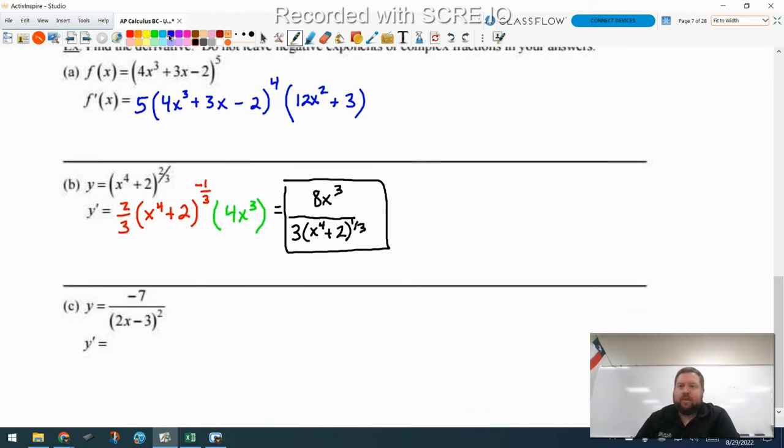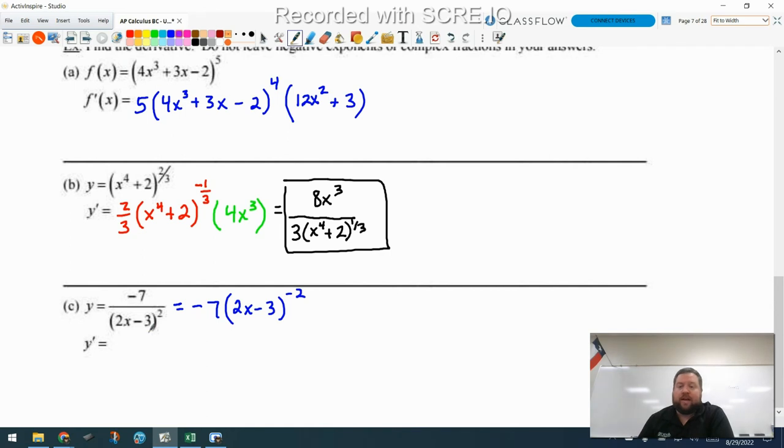All right, next one. So this is one you could apply the quotient rule to, but I would recommend not using the quotient rule because we have a constant on top. Rewrite your original function. -7 times 2x minus 3 to the -2 power. Now we're just doing a chain rule problem. Okay, if you had chosen the quotient rule, you would have still had to do the chain rule. So you'd actually be doing 2 rules in the same problem. If you do it this way, you only have to do 1 rule, the chain rule. Okay, so that's why I recommend this process.